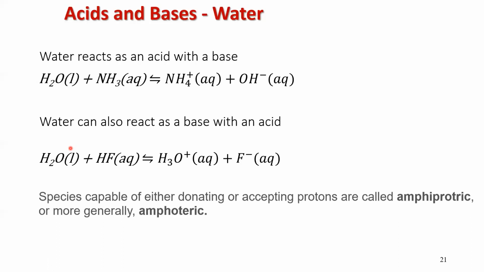And we call substances that can either accept or donate protons amphoteric. So water, because it can act like an acid and it can act like a base, is an amphoteric substance. And what determines whether it acts like an acid or a base? What it's reacting with.